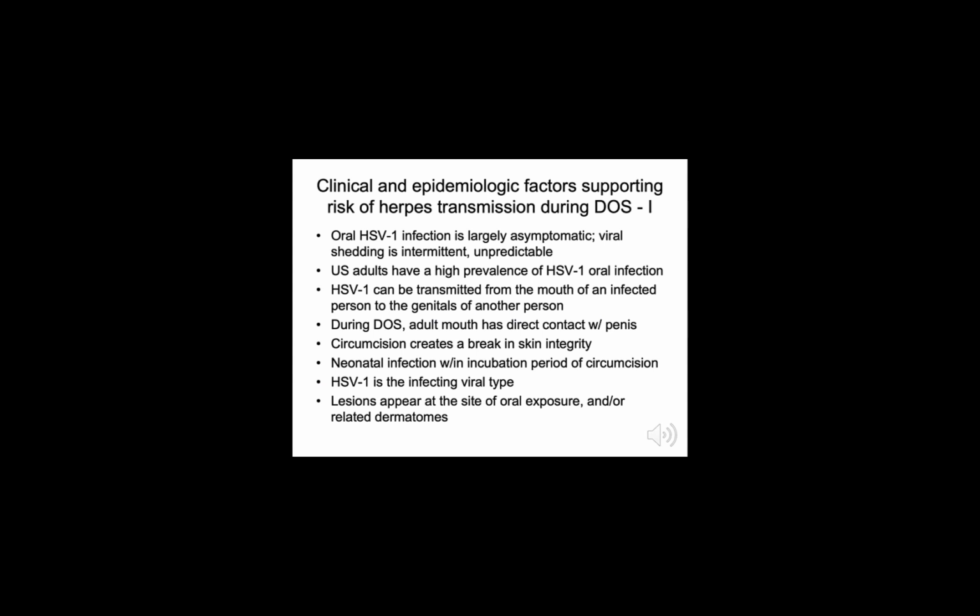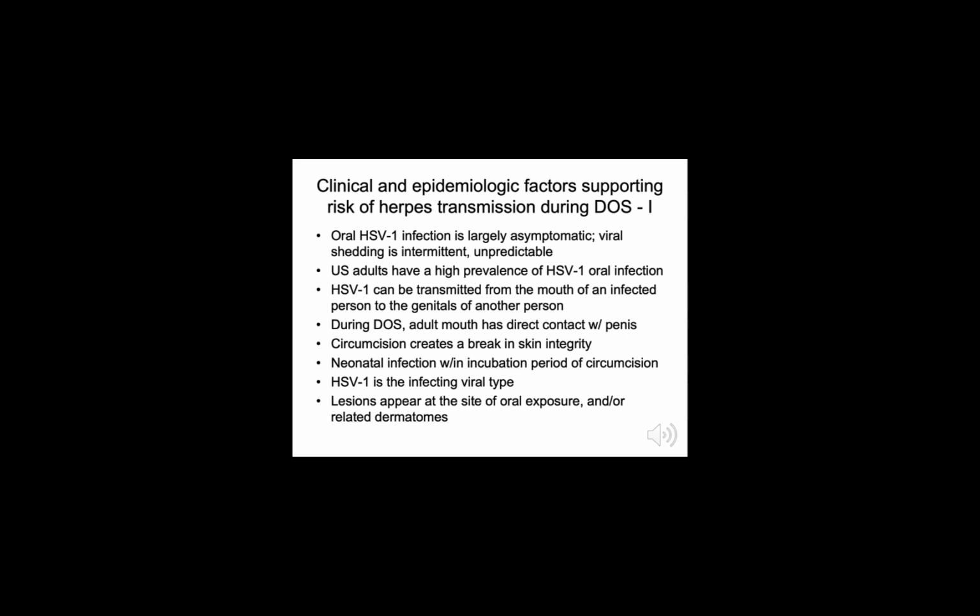There's quite a bit of clinical and epidemiologic data to support the risk for herpes transmission during direct oral genital suction. First of all, oral herpes 1 infection is largely asymptomatic, and as is the case with genital herpes, with oral herpes, viral shedding is intermittent and unpredictable. There's a very high prevalence in the U.S. of herpes simplex virus type 1 infection. I think I showed you that in New York it was 71% of people 20 and older.